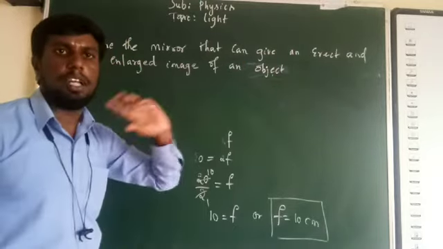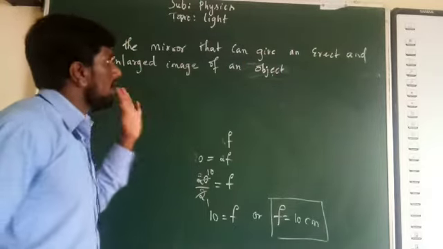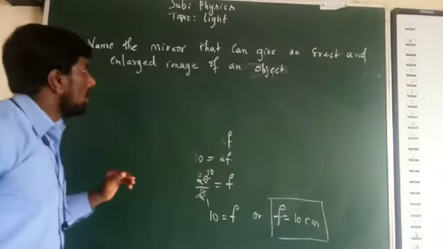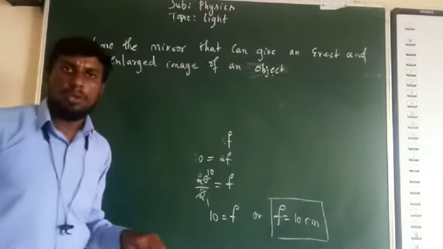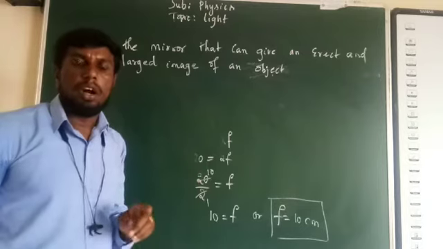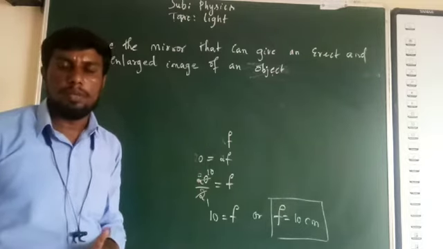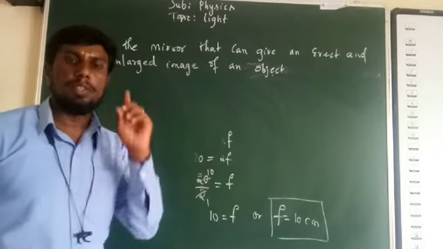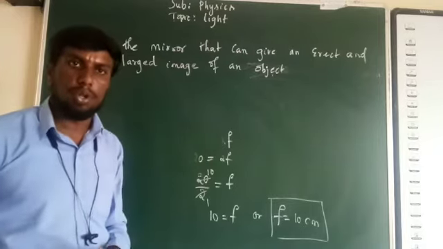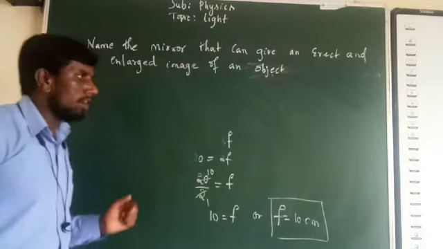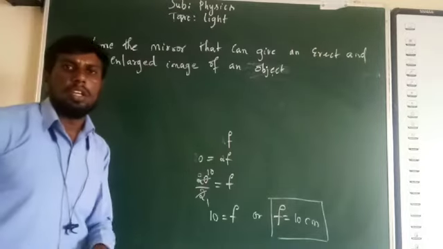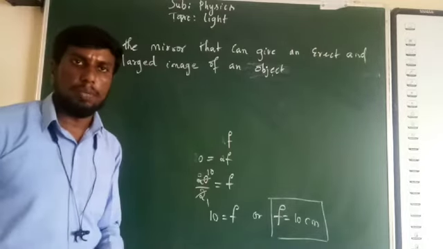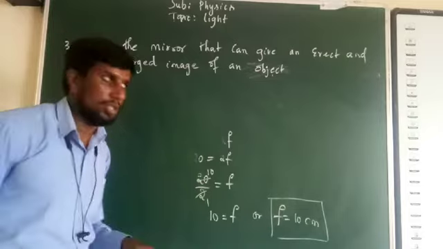So here they have given the question, name the mirror that can give an erect and enlarged image. It should be an enlarged image. That means it is not a plane mirror. Now, we also know that convex mirror always gives the diminished image. That means it always gives the smaller image. That we have studied, right? Convex mirror always gives the diminished image, small image.